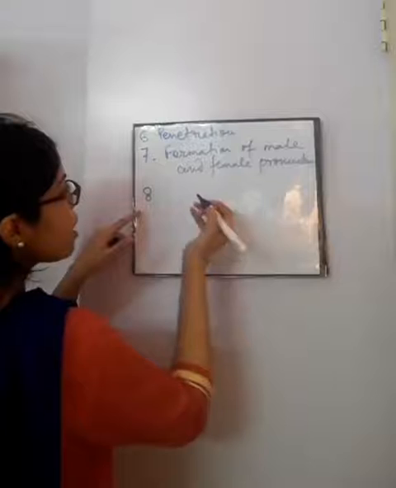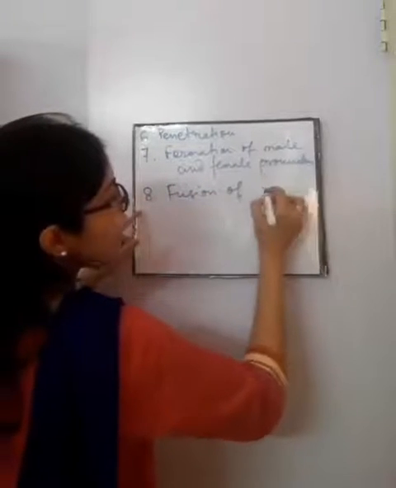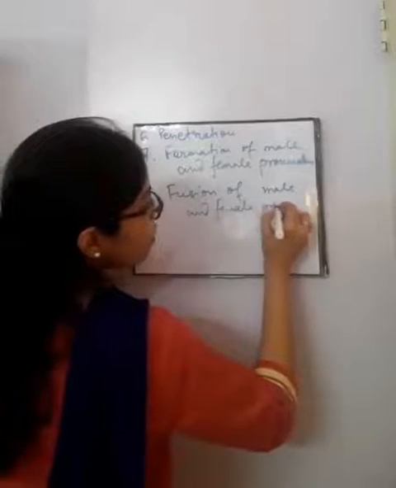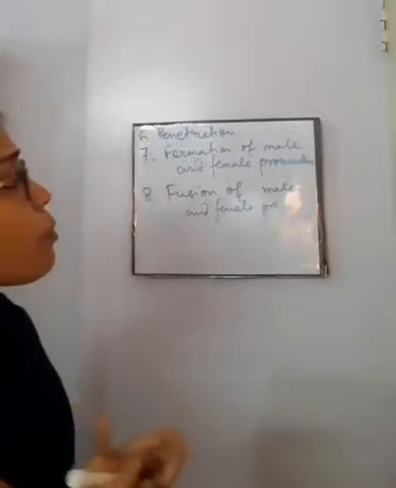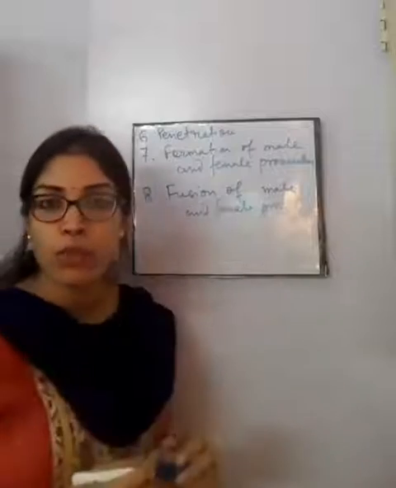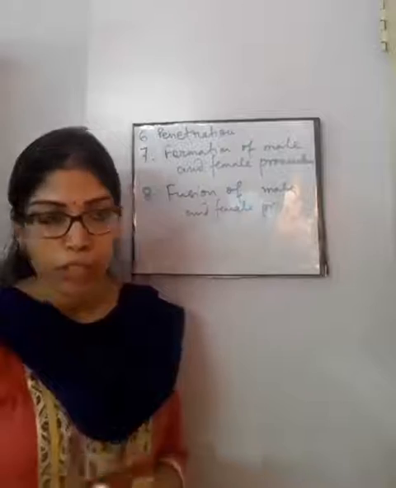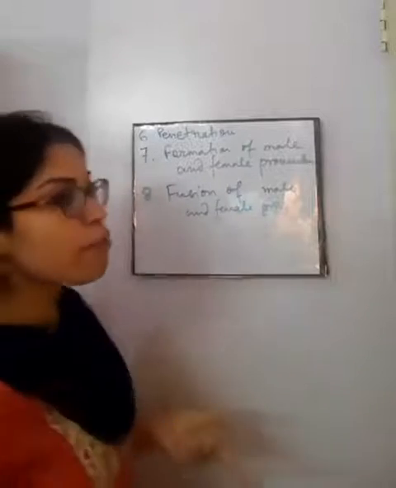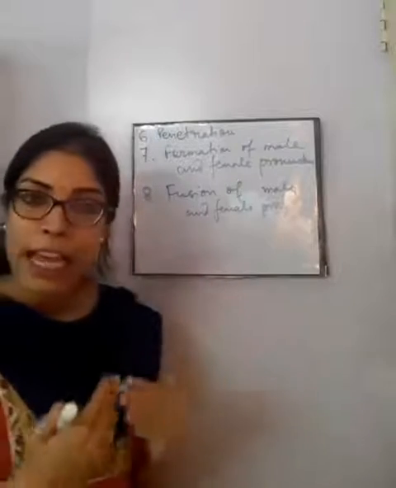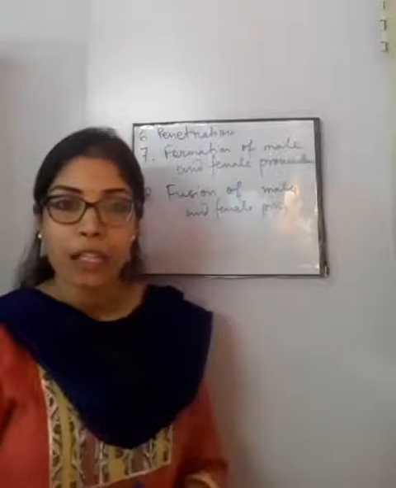Last step is the fusion of these two, male and female pronucleus. After the formation of male and female pronucleus, the last step is the fusion of these two pronuclei. Nuclei is the plural form of nucleus. So these two pronuclei will fuse, ultimately bringing an end to the fertilization process, as a result of which a diploid zygote will be formed.